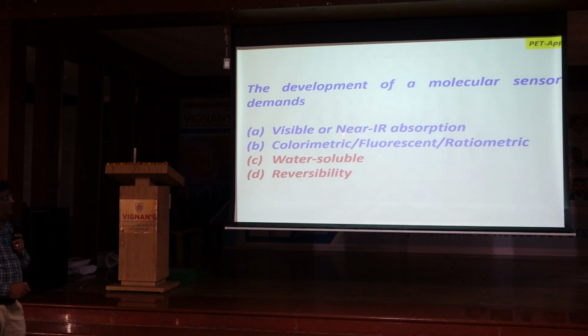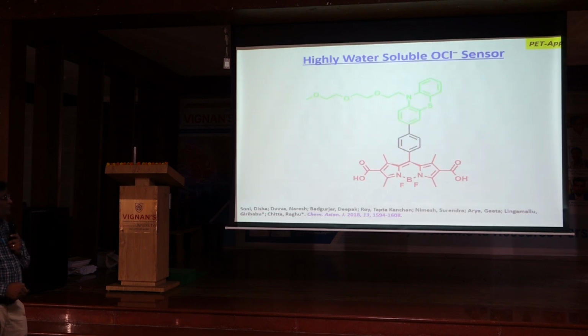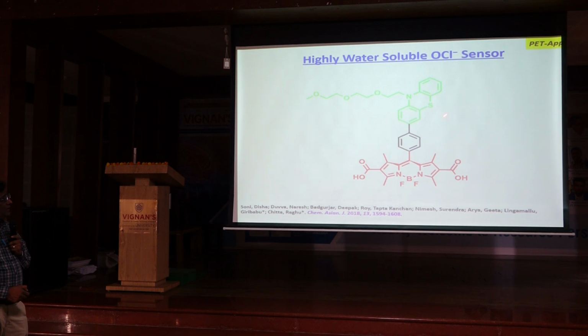So we were happy with the results, but we wanted to go for a visible or near-IR absorption, colorimetric or fluorescent or ratiometric sensor. The most important thing that we wanted was water solubility and reversibility. So this made us go with the same architecture of phenothiazine and BODP, but with acid groups and also PEG, polyethylene glycol groups, which made this compound more water soluble.